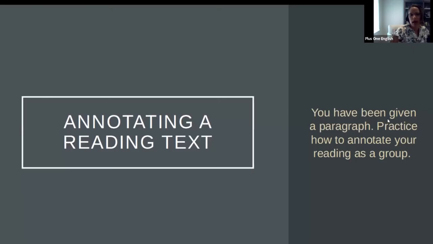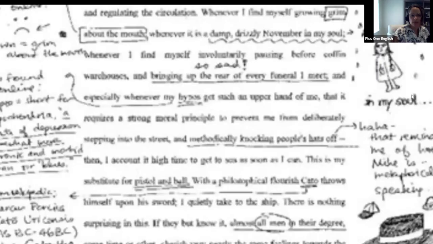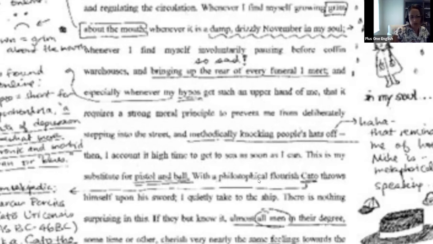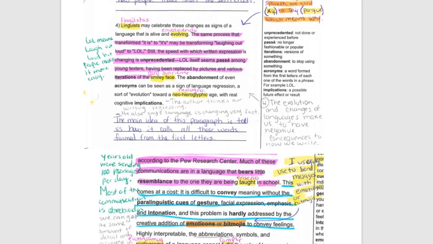Next, I want to talk about annotating a text. Annotating is simply marking up a text, kind of like this picture shows here, drawing pictures, underlining, interacting. You interact with the text. You don't sleep. You get in there, you ask questions, you highlight, you interact, you personally say, oh, this sentence here, it reminds me of when I was a child. So whatever it is, you interact.